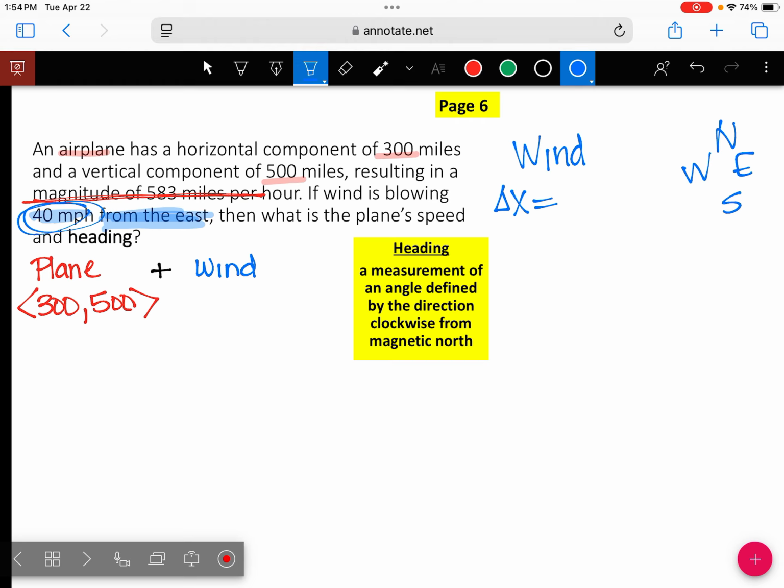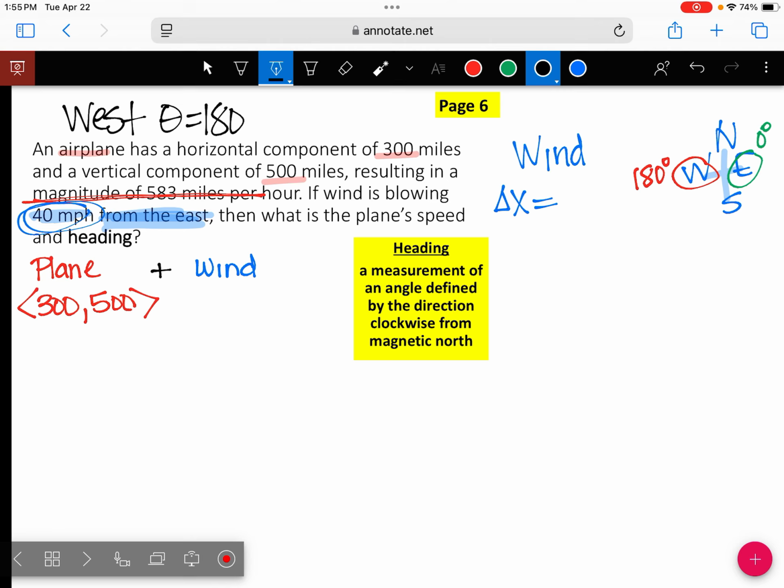So what you need to know also, I don't know if you would connect this, but if I ask you what is the measurement of this angle over here, I don't know if you would remember that that's 180, where east is 0. So you may want to write in your notes that if you're blowing to the west, then theta is going to be 180. But if you're blowing towards the east, theta will be 0. And that's all you're going to use for theta, for the wind.